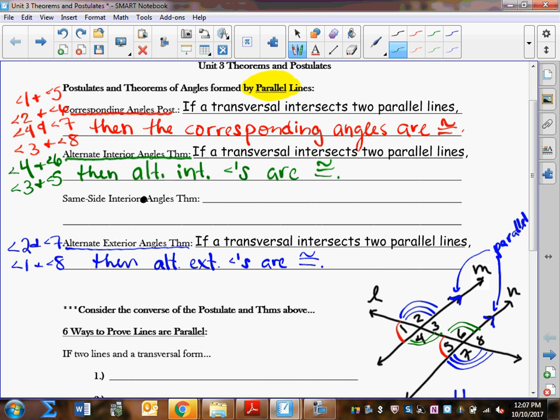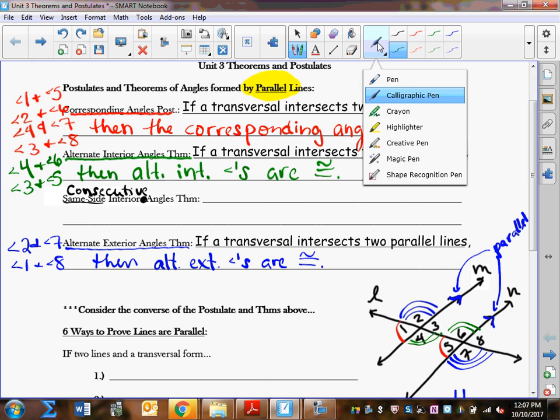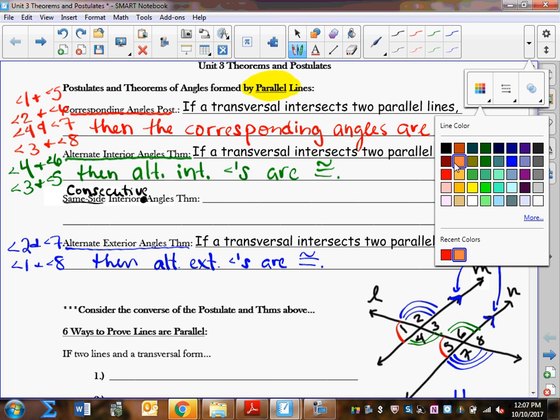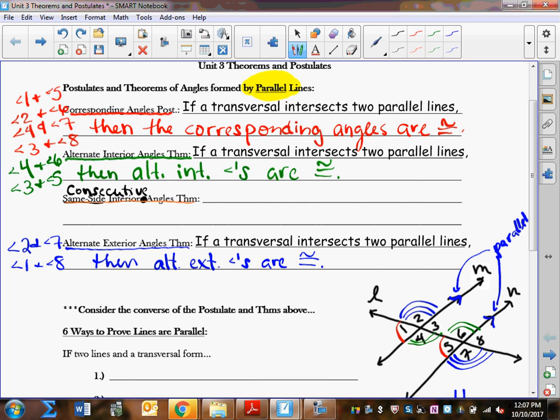Same side interior angles theorem. What was another word we used instead of same side? Consecutive. Okay, so consecutive and same side mean the same thing. You can use either phrase. I don't care which one you use. They're used interchangeably. So consecutive for same side interior angles there.